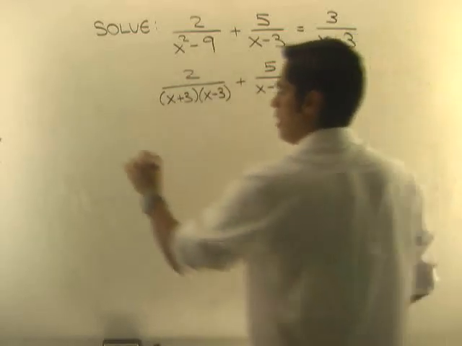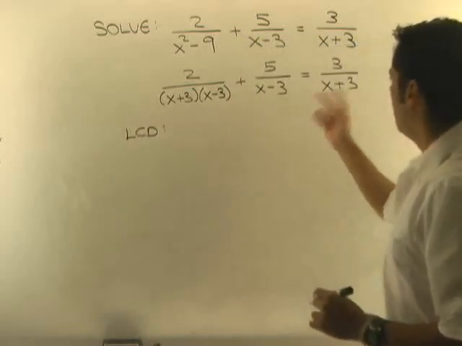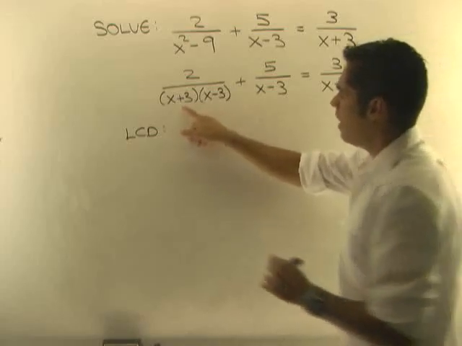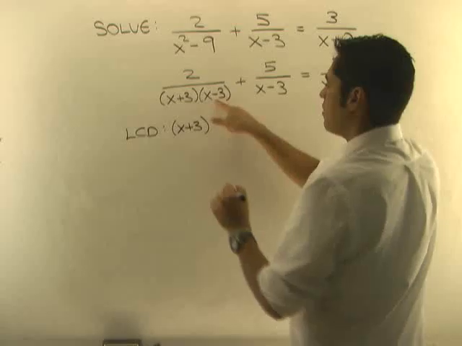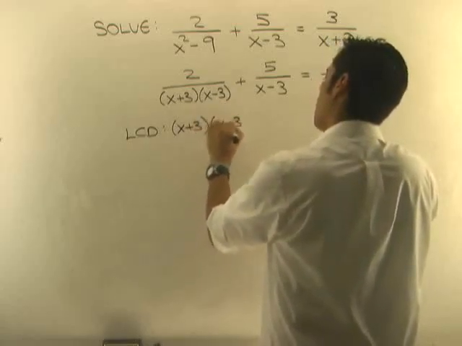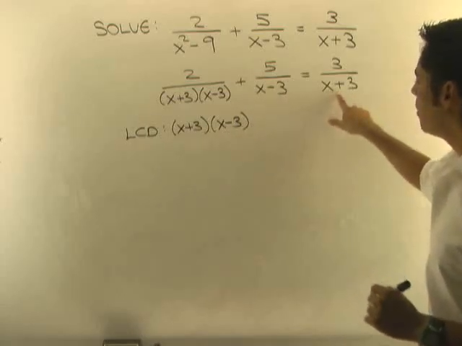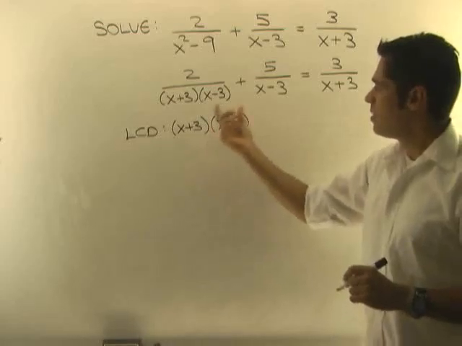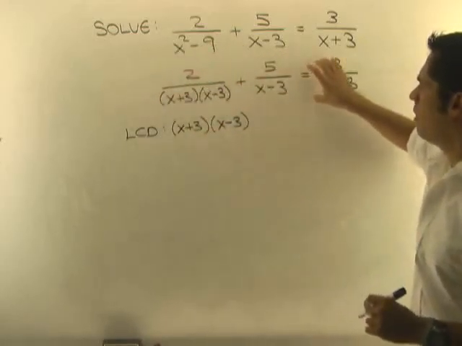Now let's find our LCD. Our LCD is going to have to contain different factors. We'll look at all of our denominators. We realize that we're going to need an x plus 3, and we're also going to need an x minus 3. Now over here we have an x minus 3, but we already have that. Here we have an x plus 3, but we already have that. So there's our LCD, and remember what we do is we take this LCD and we multiply it times each term, both sides of the equation.